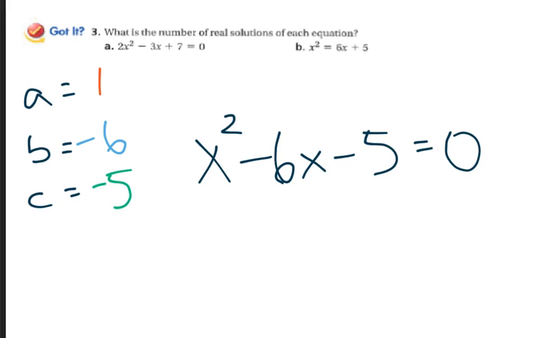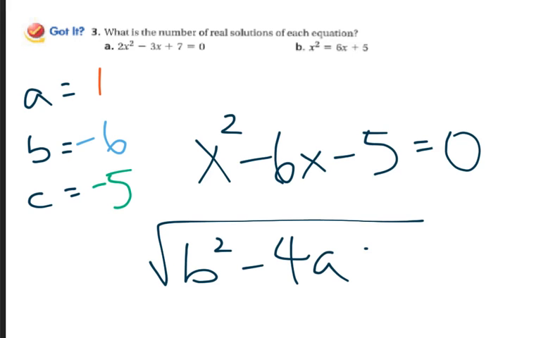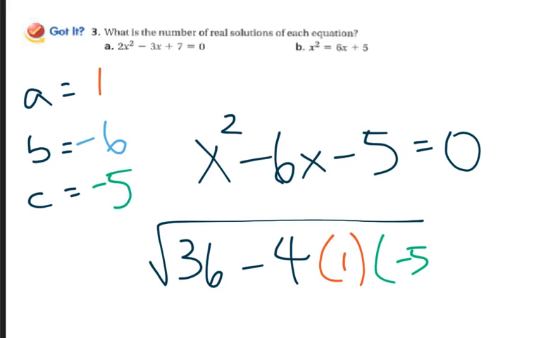I'm going to go ahead and just write it down here. So B squared minus 4AC. So negative 6 times negative 6 is 36. And A times C would be 1 times negative 5. Well, 4 times 1 is 4, and 4 times negative 5 is negative 20. So I'm going to erase this and put negative 20 in its spot.